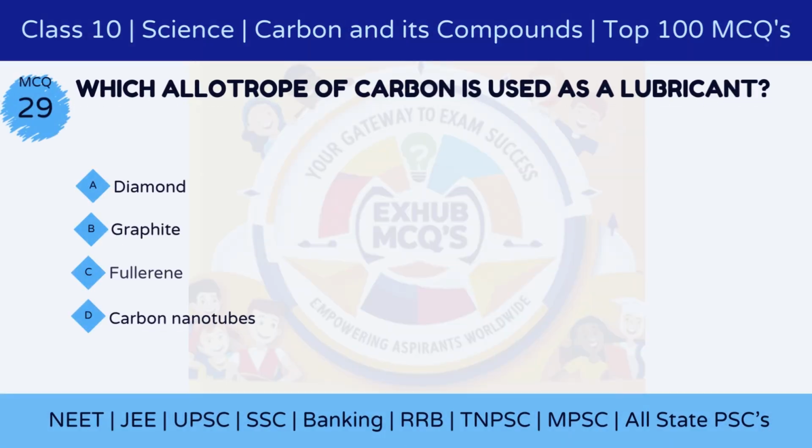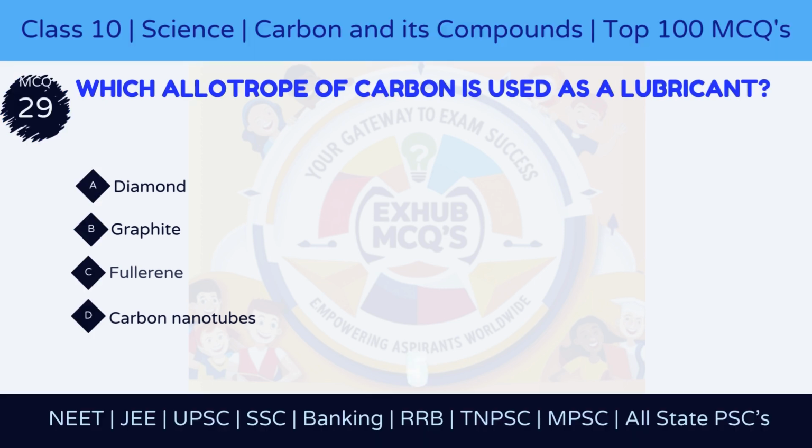MCQ 29. Which allotrope of carbon is used as a lubricant? Option A, diamond. Option B, graphite. Option C, fullerene. Option D, carbon nanotubes.